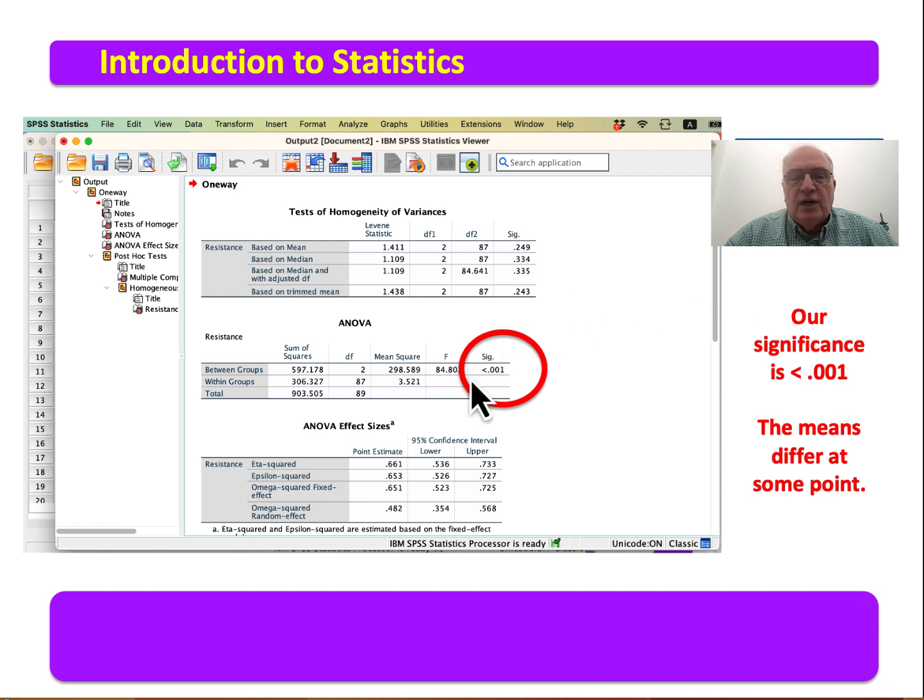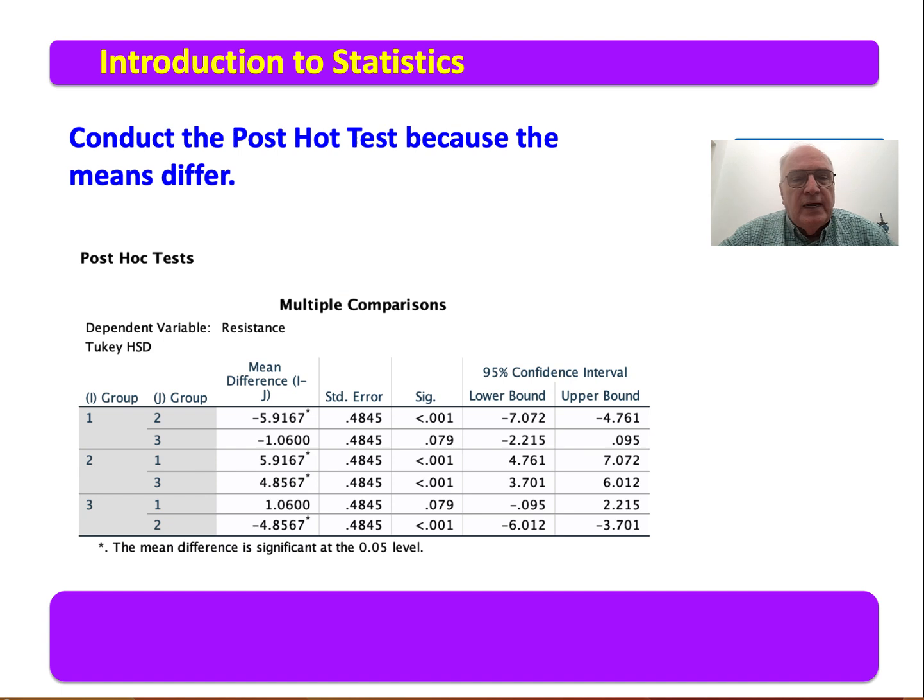So what we discover is that they differ. This means that there's a difference somewhere in those groups. Now, once we do that and we see that there is a significant difference, we have to run the post hoc test. And that's what we had told it to do, and it did that.